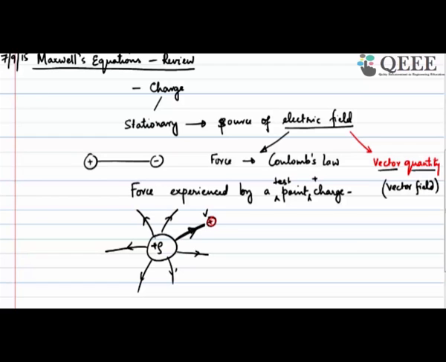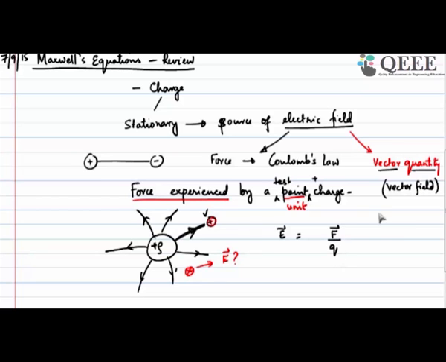So if I want to know, at this particular point, what is the electric field, then the answer is that you have to ask what is the force experienced if I keep a test charge at this point. And that force is nothing but the Coulomb force, but now it is a test point charge, a test unit charge. My electric field is nothing but the force divided by the test charge.